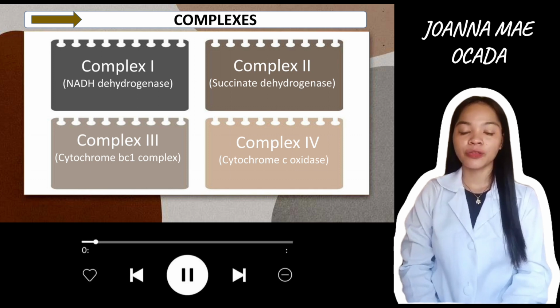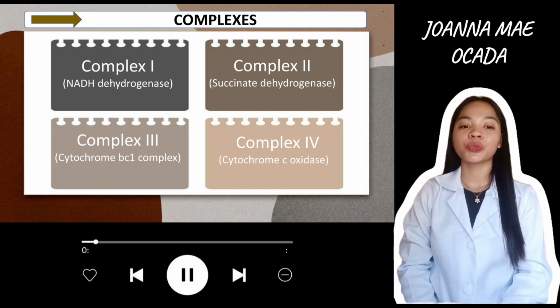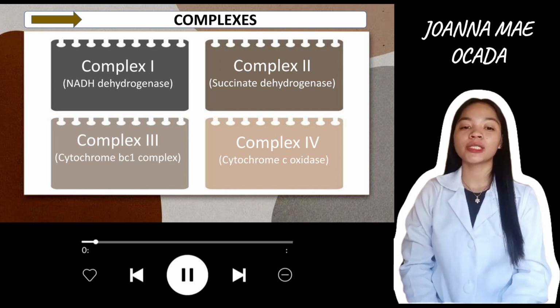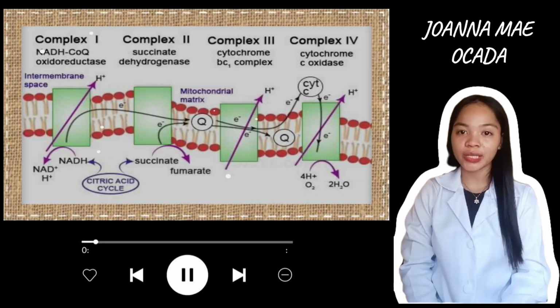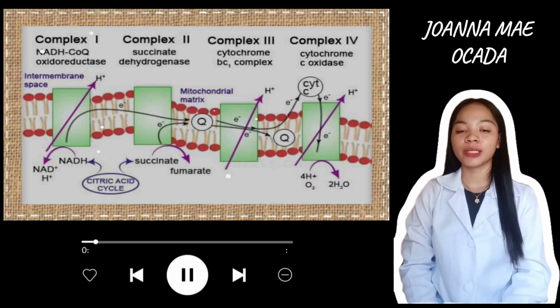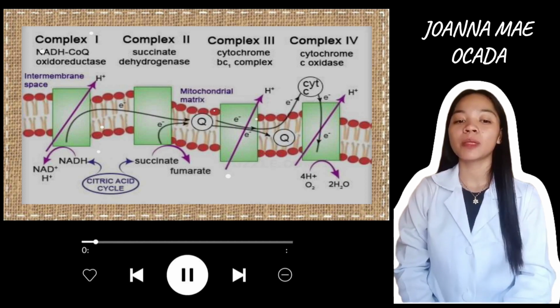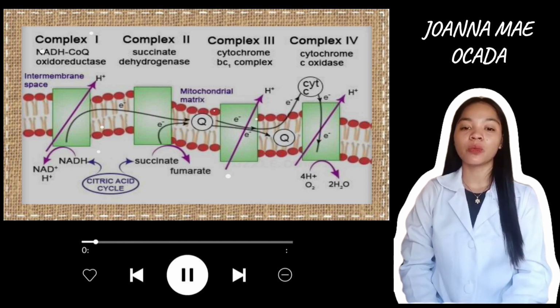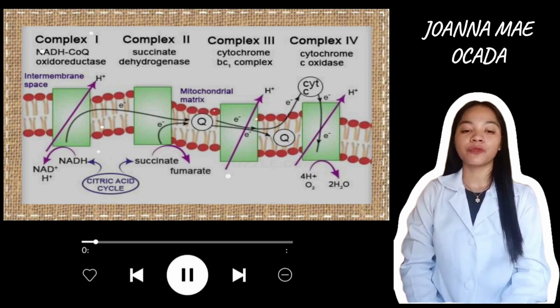So we have here the 4 complexes. First, we have complex 1, which is the NADH dehydrogenase. Complex 2, the succinate dehydrogenase. Complex 3, the cytochrome BC1 complex. Complex 4, the cytochrome C oxidase.